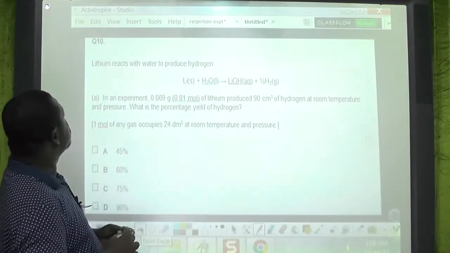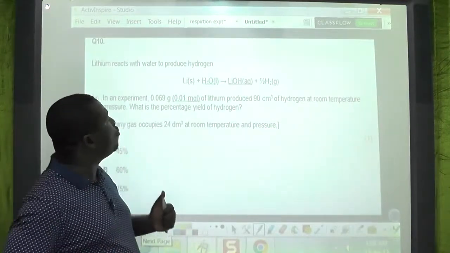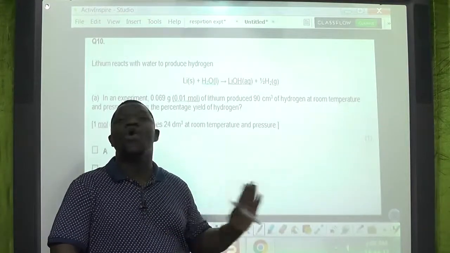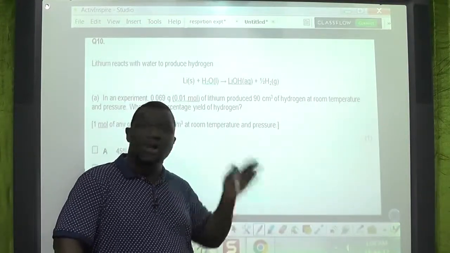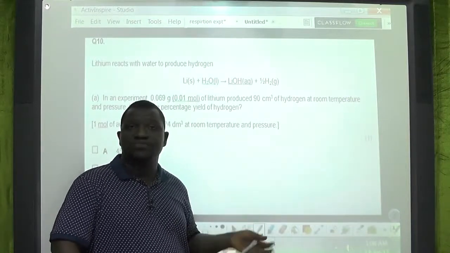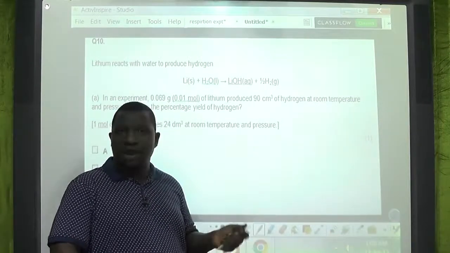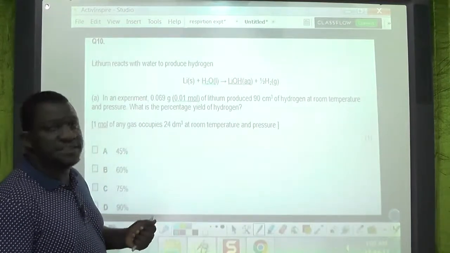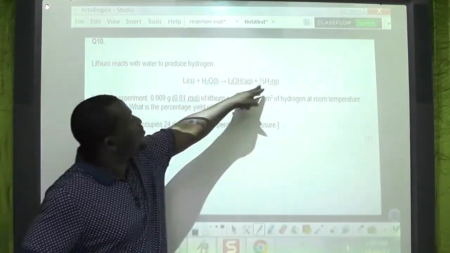Let's go to the next question. Lithium reacts with water to produce hydrogen. Of course, lithium will react with water to produce hydrogen. We all know that. All group 1 metals, when you drop them in water, you have to be very careful. Some of them are very, very vigorous. Of course, the least vigorous there is lithium. So it will give us this reaction.